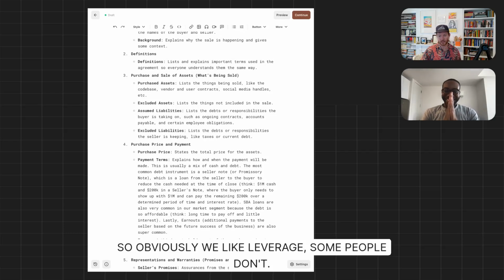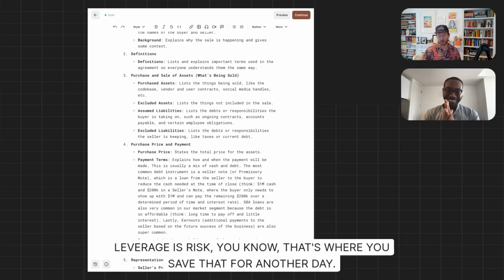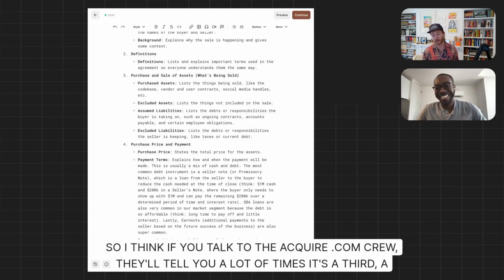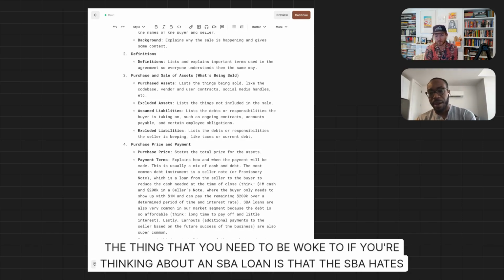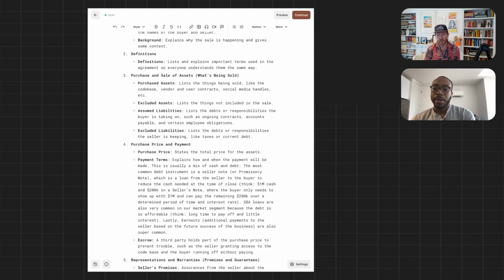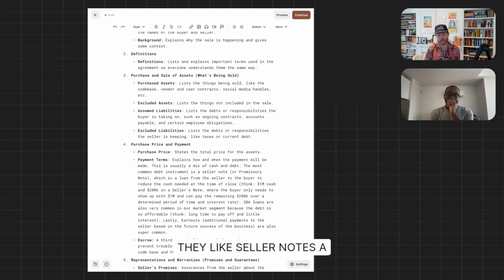So obviously we like leverage. Some people don't. Leverage is risk, but I'll save that for another day. If you talk to the acquire.com crew, they'll tell you a lot of times it's a third, a third, a third: a third cash, a third seller note, a third earnout. The thing you need to be aware of if you're thinking about an SBA loan is that the SBA hates earnouts. They like seller notes a lot.